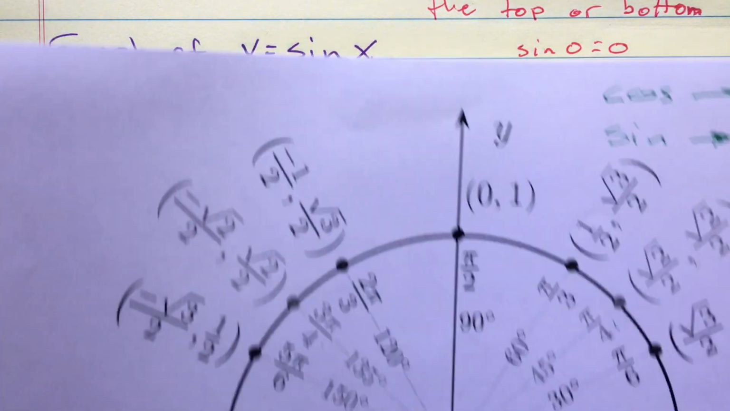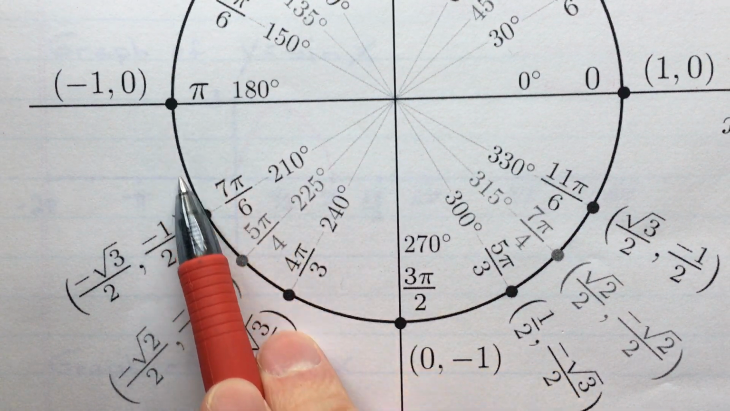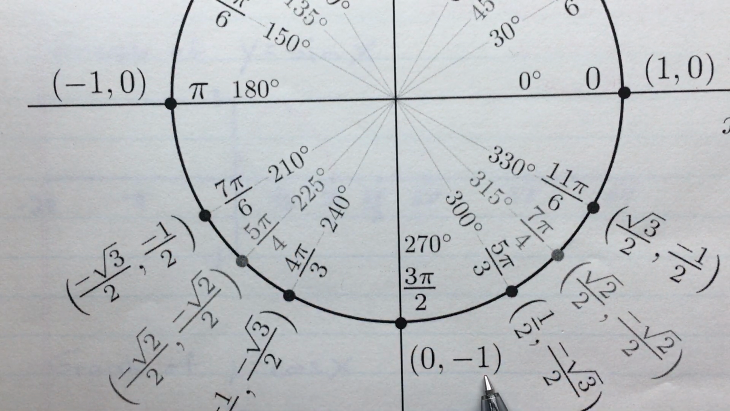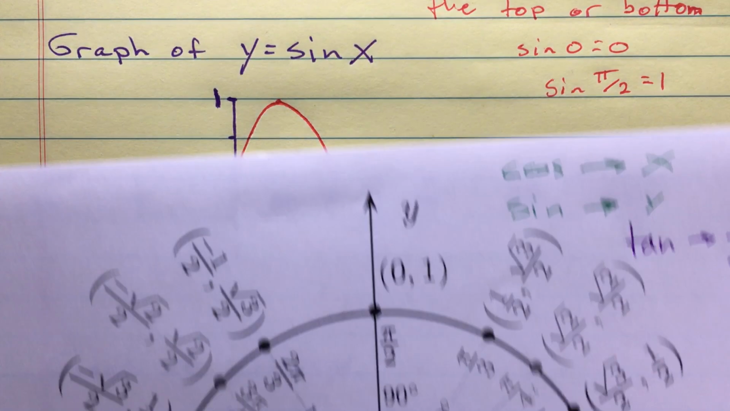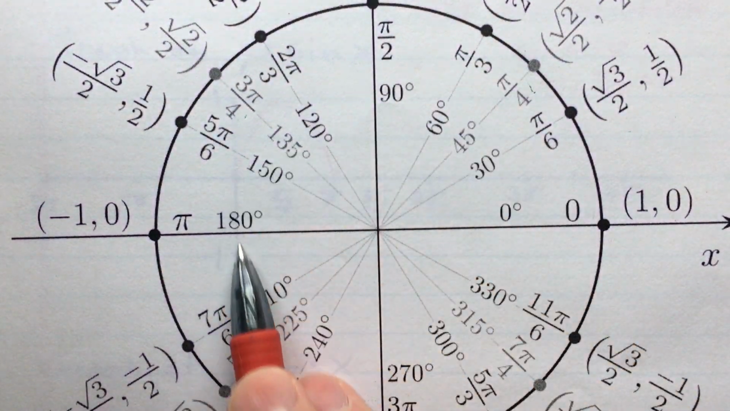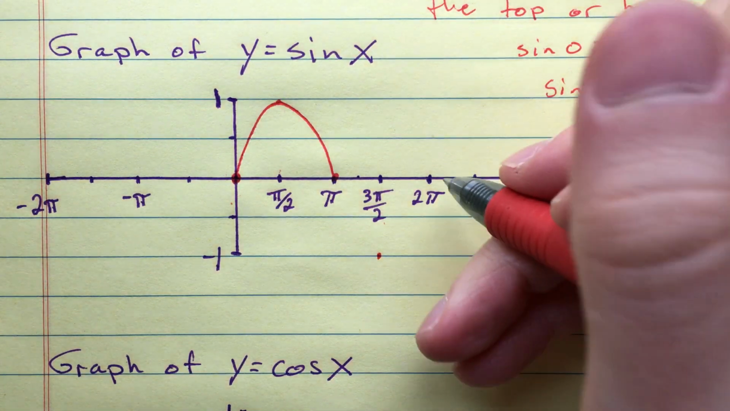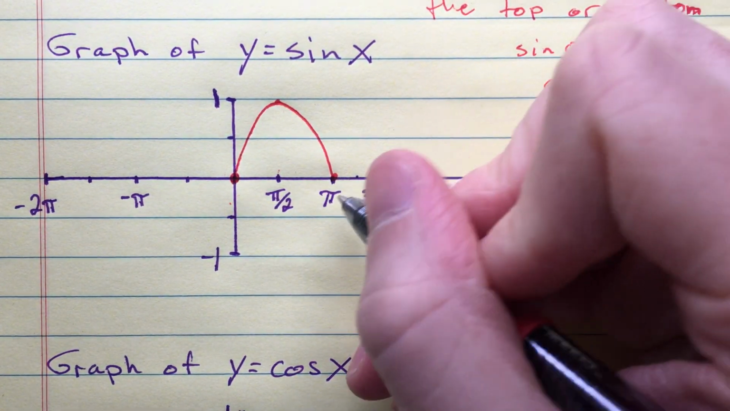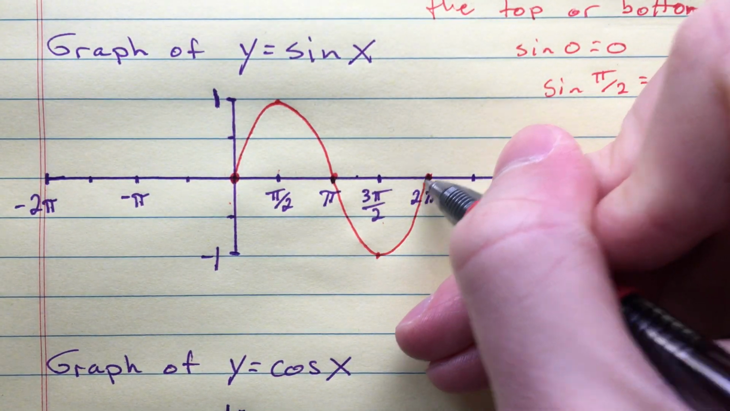So now let's look at 3 pi over 2. That's down here at the bottom at 270 degrees. The y value is negative 1. And so we're going to be at negative 1 for 3 pi over 2. And when we reach 2 pi, that's all the way back to the start, 0 degrees. So the y value there is 0. So we draw in our wave, just like that.